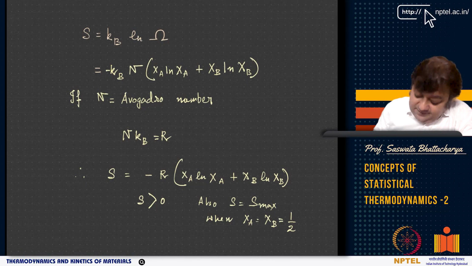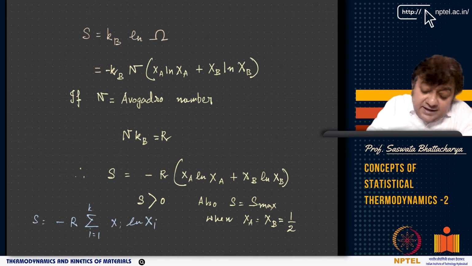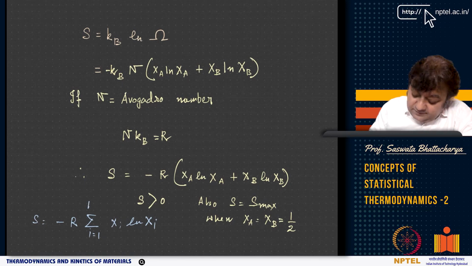Another thing: the same thing we can write as S equals minus R, and I can do it for any number of elements. I can write the summation from i equals 1 to k, of xi ln xi, where k is the total number of different species, right? K is the number of different species.